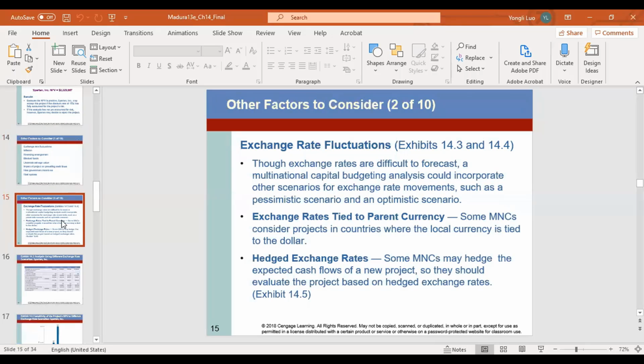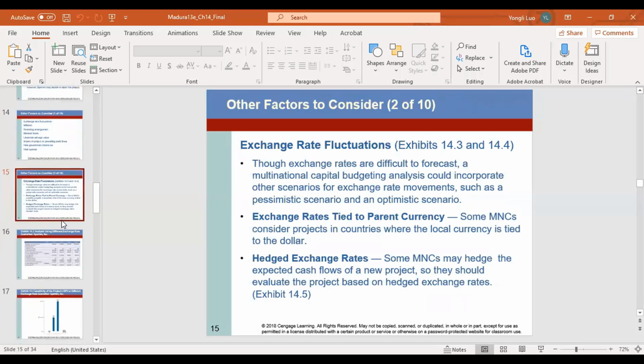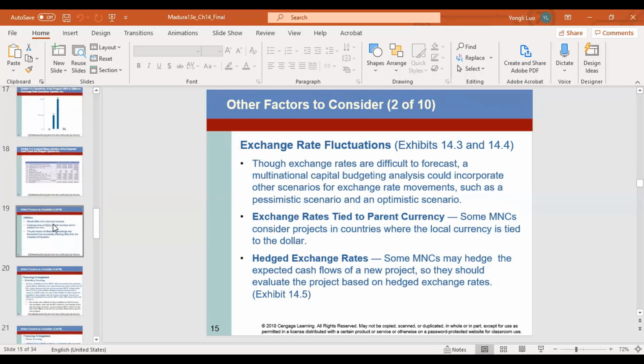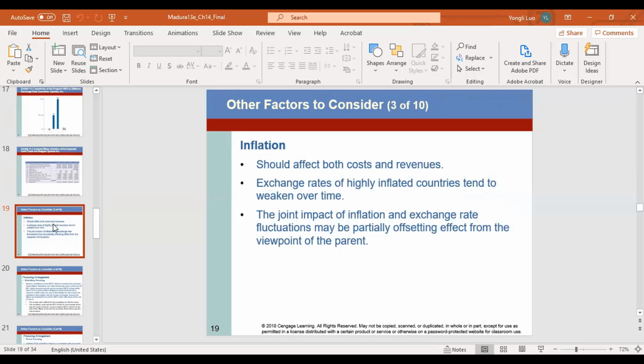The most important, we do the scenario analysis using foreign exchange rate fluctuation. So exchange rate tied to parent currency, or we use hedged exchange rate. Also, inflation should affect both the cost and the revenue.